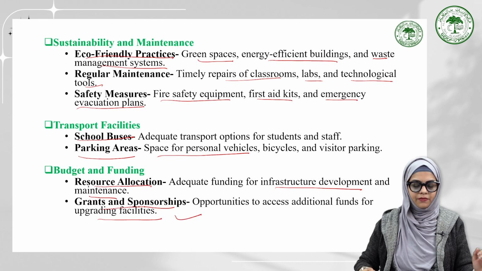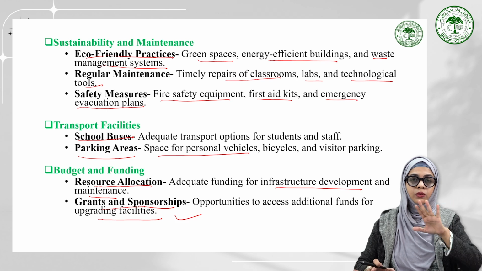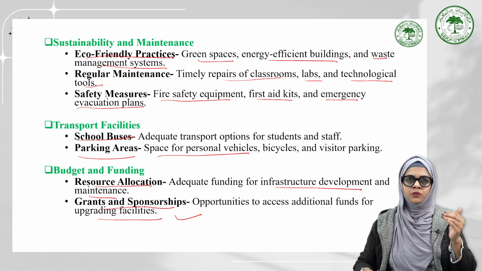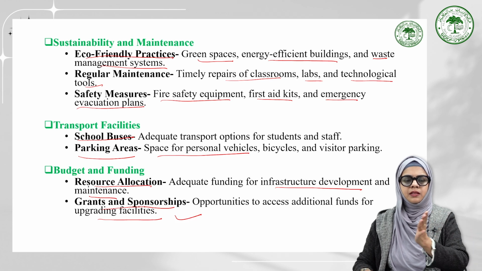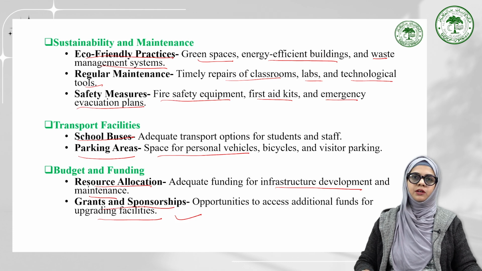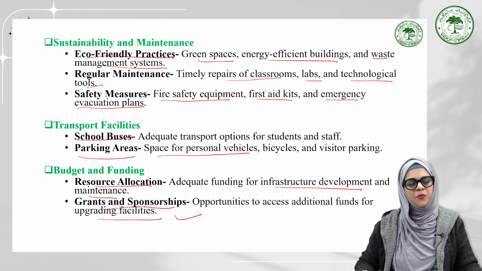So basically we have touched all the criteria regarding the infrastructure, which includes the physical infrastructure, the ICT, the money, and so on. Now the fourth input that we'll be dealing with in detail is textbooks. So let's move forward.